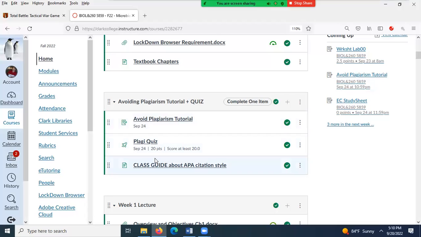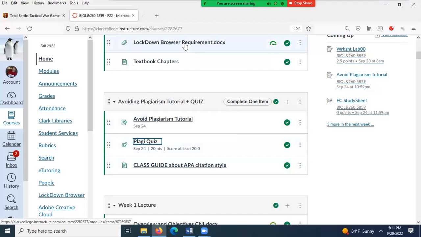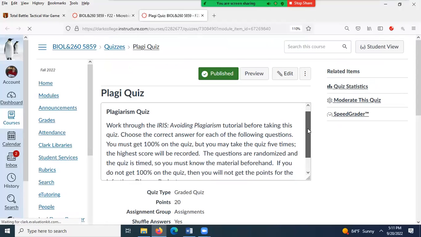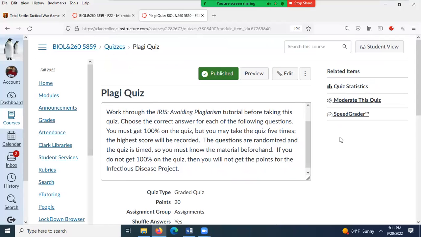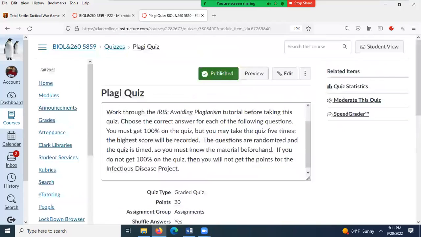Then take the plagiarism quiz by this Saturday. You have to score 100% or 20 points on this quiz, but you can take the quiz at least 5 times. Let me look into that. Actually, you get 7 attempts. And it'll be the same questions. So if you don't succeed in getting 100%, just take it over again.